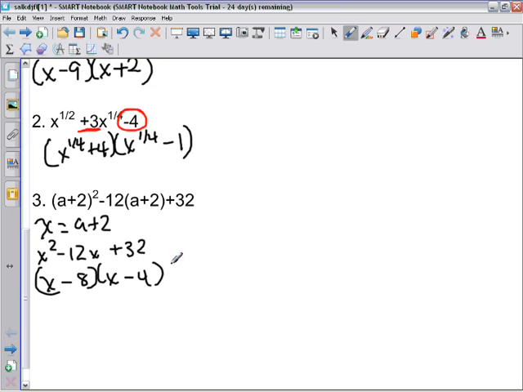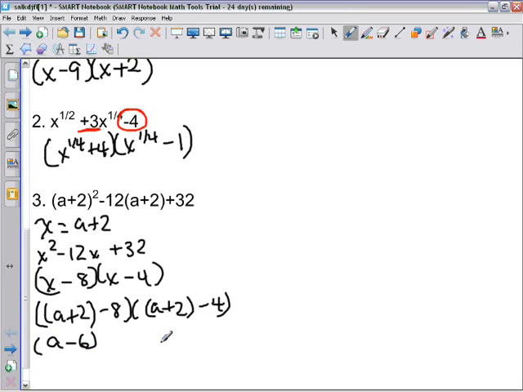Now we can sub a plus 2 back into the equation. So we get a plus 2 minus 8 times the quantity a plus 2 minus 4. Our final answer then is a minus 6 times the quantity a minus 2.